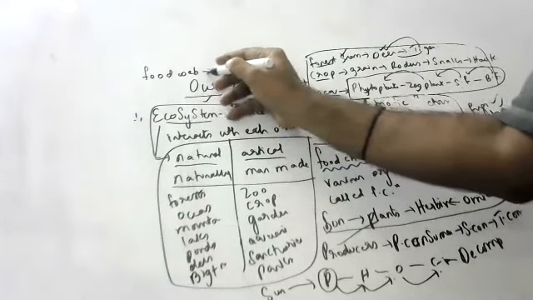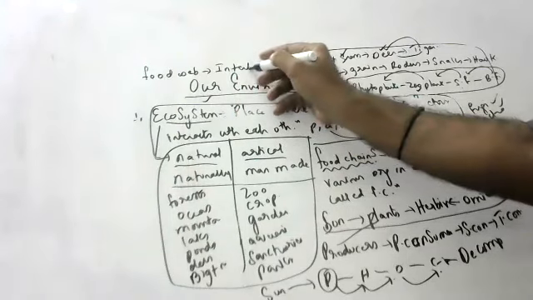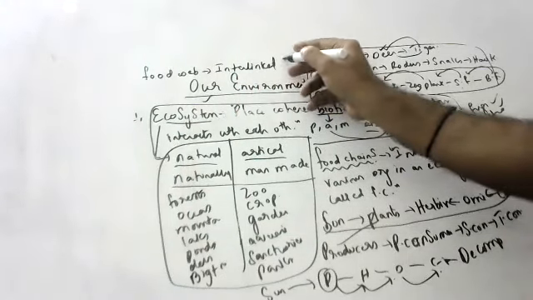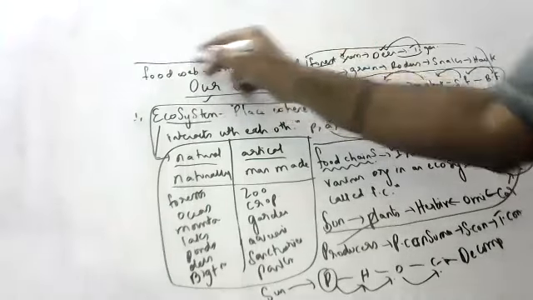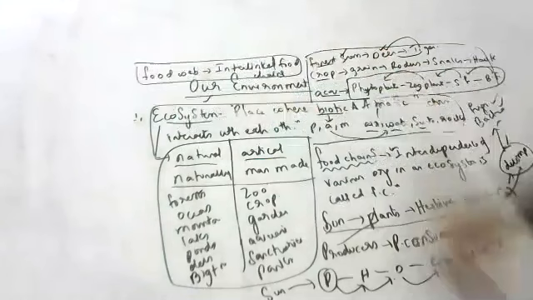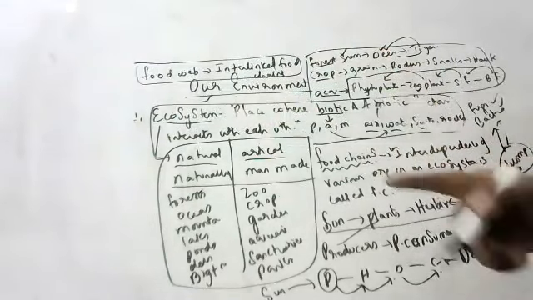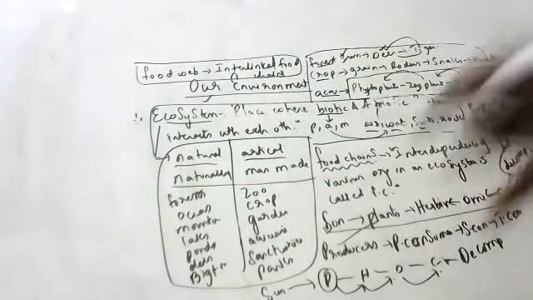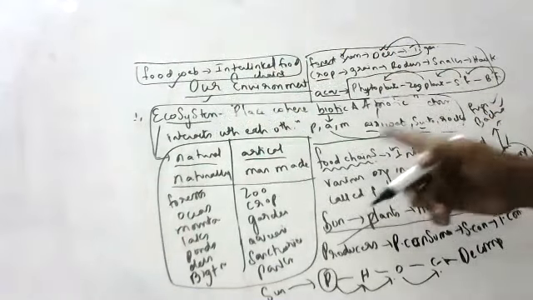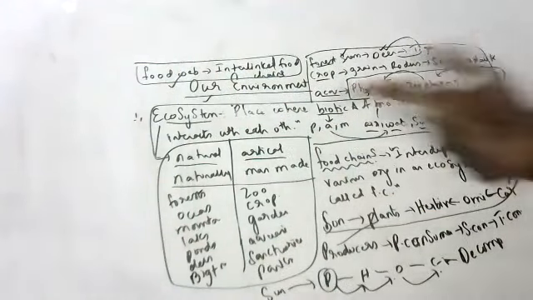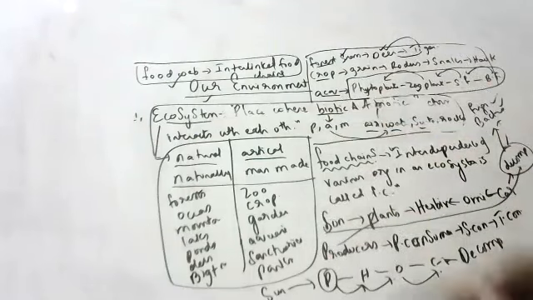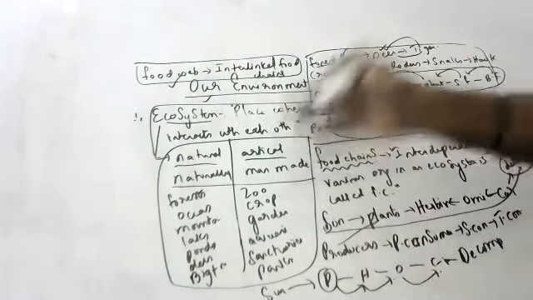Food web. What is a food web, children? Interlinked food chains are called food web. What is a food chain? Interdependence of various organisms. All the food chains are interdependent upon each other. That interlinked food chains is called food web. Food chain means organisms depending upon each other. But a tiger can eat any other animal also, no? Grass can be eaten by any other animals, no? These interlinked food chains are called food web.